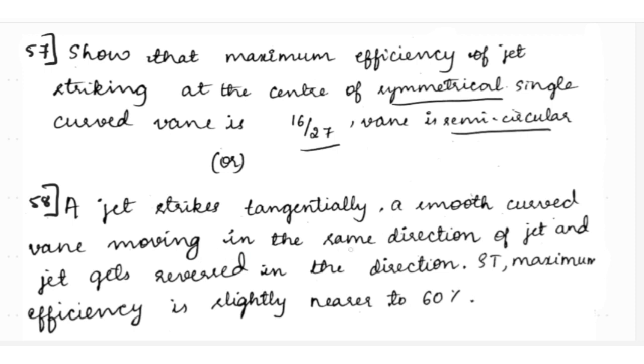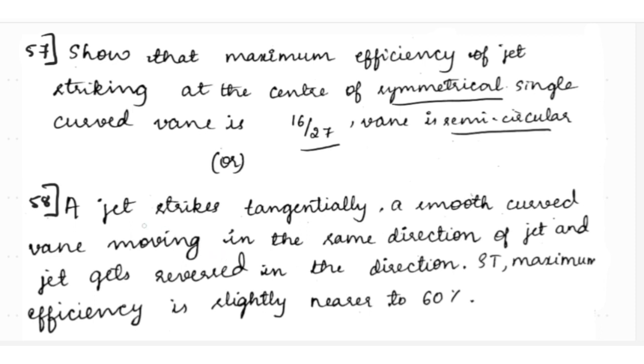The next one is: a jet strikes tangentially a smooth curved vane moving in the same direction of the jet, and the jet gets reversed in the same direction. Show that maximum efficiency is slightly nearer to 60%. So these two questions are the same. The solutions to these questions are the same. Here it is given as semicircular. In this one it is not given in the question as semicircular, so we have to analyze it as semicircular.